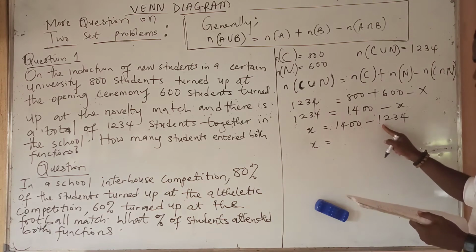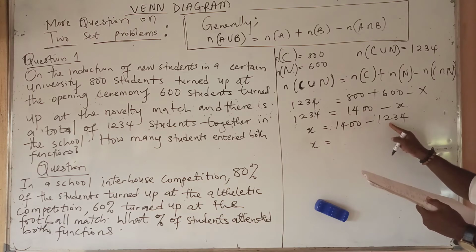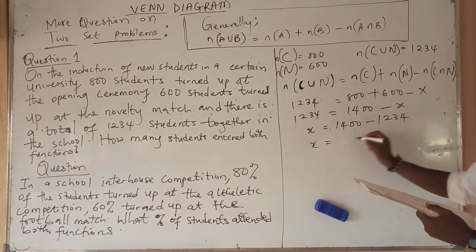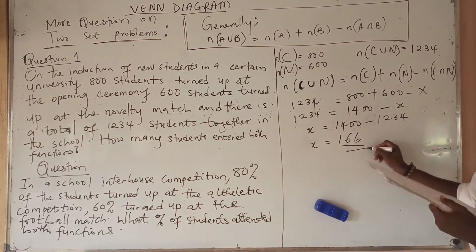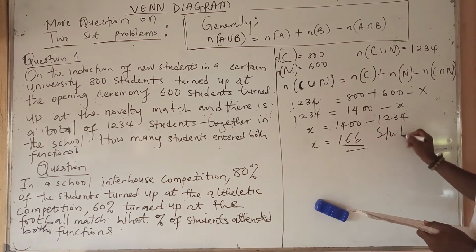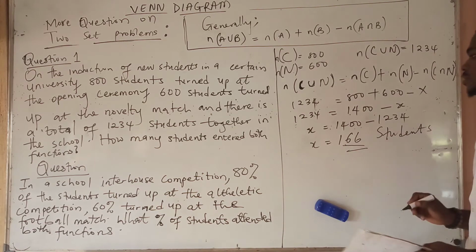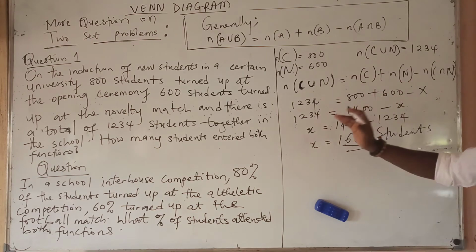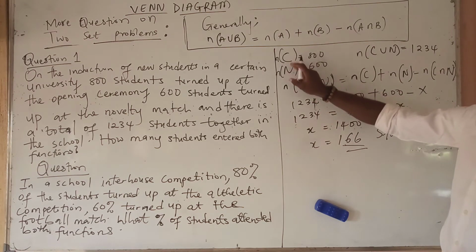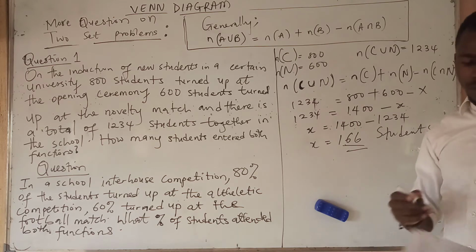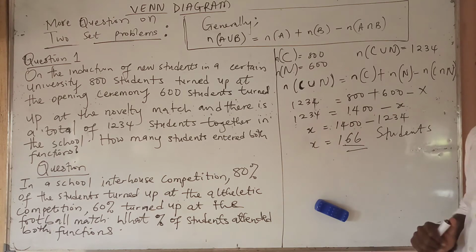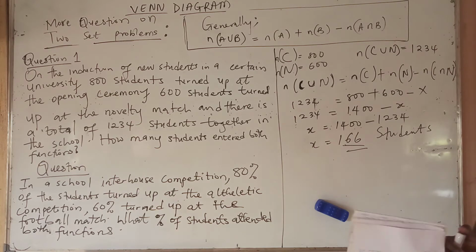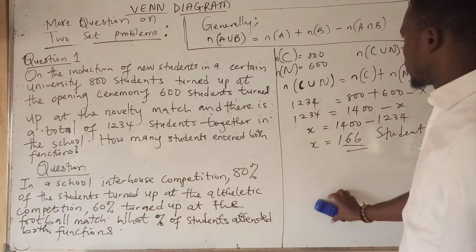So our X will be, if you point your calculator, 1,400 minus 1,234, which will give us 166. So we have 166 students that attended both the opening ceremony and the novelty march. So we have this as the intersection. Now let's look at the next question. Let's solve the next question.